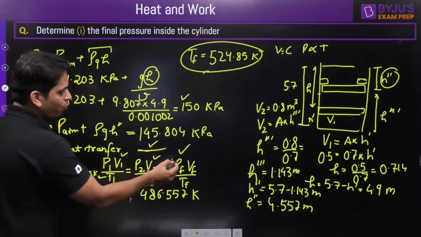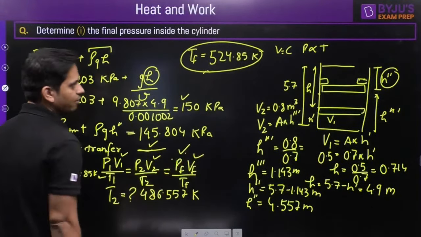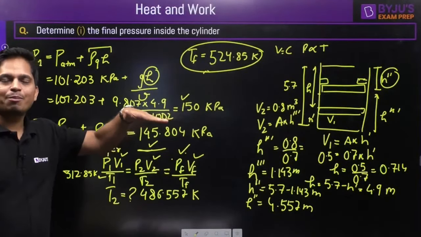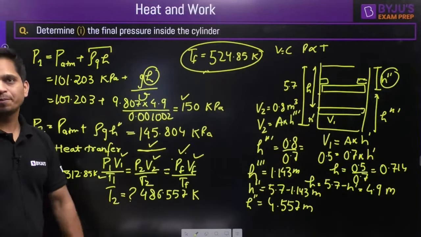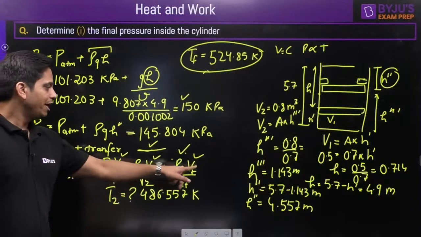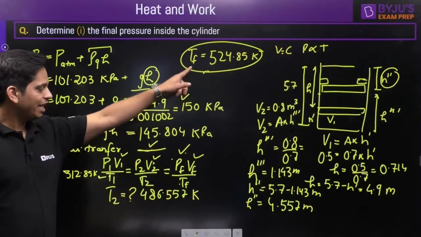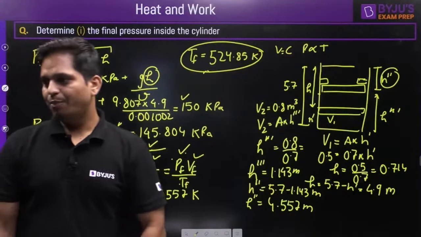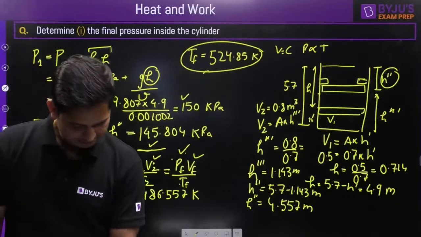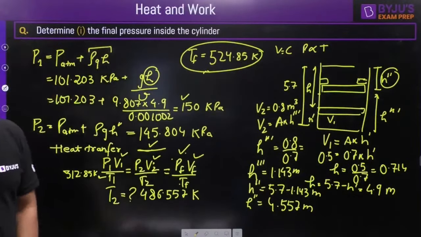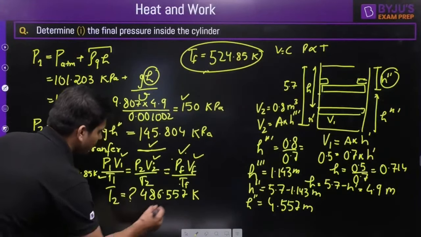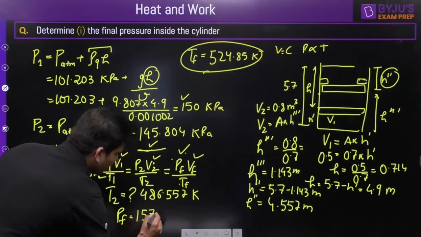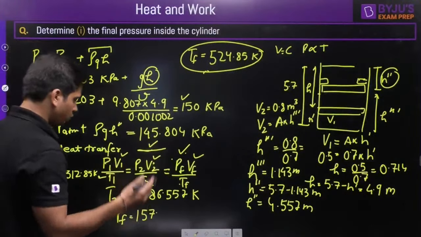You know P, you have to find out PF. What is VF here? VF is equal to V2 because volume is not changing. Once we have come to the stop, volume is not changing, volume is constant. So V final is equal to V2. T final they have given in the question. You have to find out final pressure. Final pressure is 157. Let me check. Yes, that is absolutely correct. From here you can find out, final pressure is 157.28.